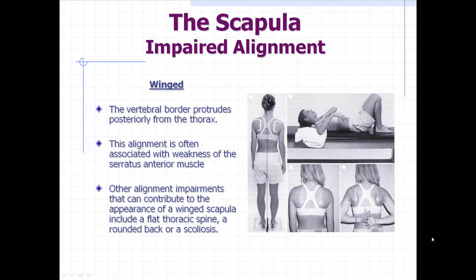Winging of the scapula is identified when the medial border, the vertebral border of the scapula, protrudes posteriorly. In winging, as we can see in this situation on one side here, the scapular border is lifted away as the individual puts her arm behind her back. This is often indicative of weakness of serratus anterior.